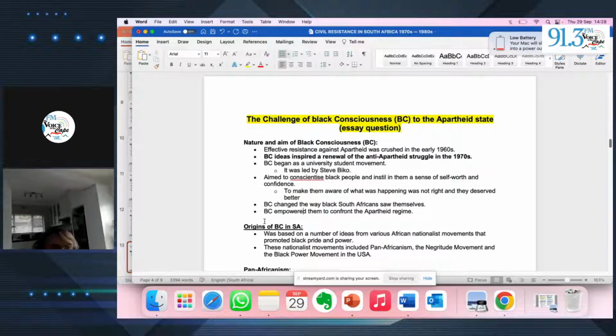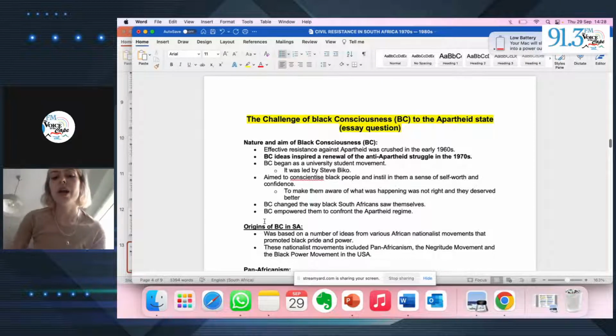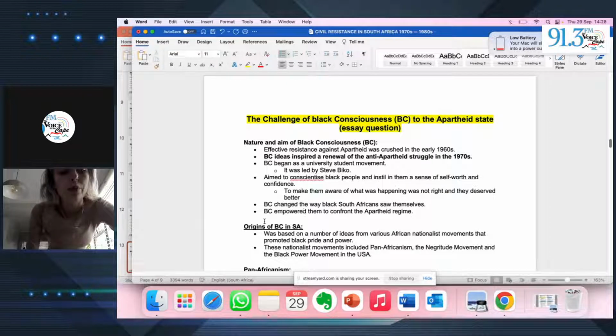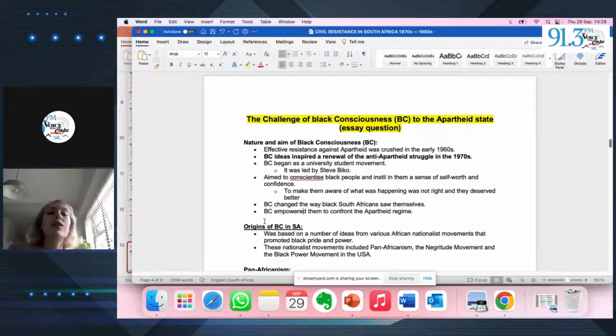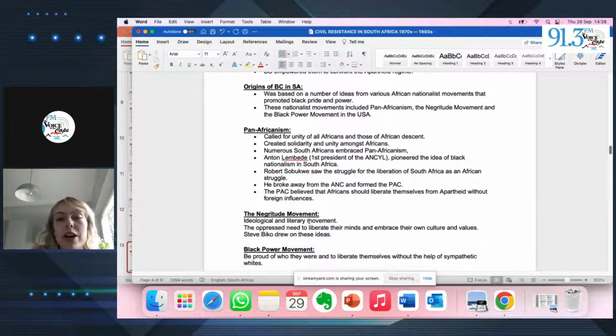Okay, and then the origins of Black consciousness in South Africa. Obviously, when you think about the Black consciousness movement in South Africa, we can also think about the Black Power movement in America, which we had covered a short while ago. So it was based on a number of ideas from various African nationalist movements that promoted Black pride and power. These nationalist movements included Pan-Africanism, the Negritude movement, and obviously the Black Power movement in the USA.